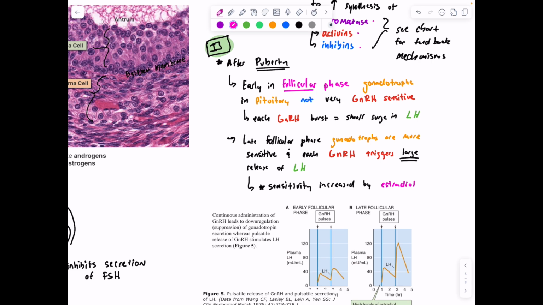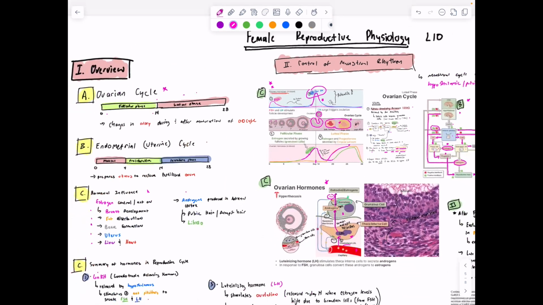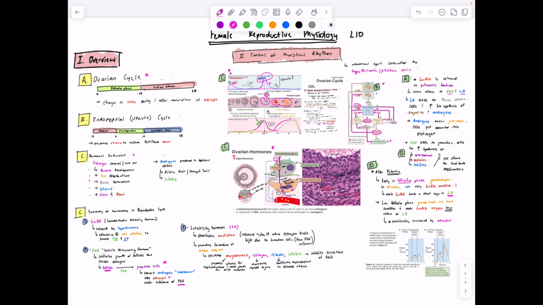All right, so before we get there, during puberty, early in the follicular stage, gonadotropes in the pituitary are not very gonadotropin releasing hormone sensitive, and so we have a pulsatile release, but it's going to give you a small surge in LH, right? And so we have our pulsatile release every 1 to 3 hours, and at the beginning of the follicular phase, we don't have a large sensitivity to gonadotropin releasing hormone, and so only really FSH gets released by the anterior pituitary.